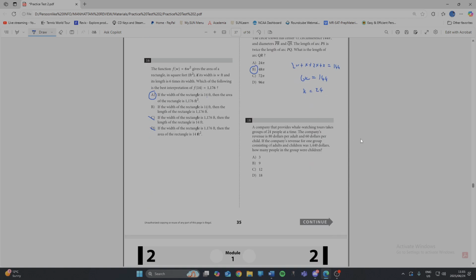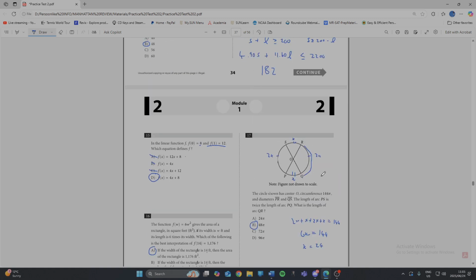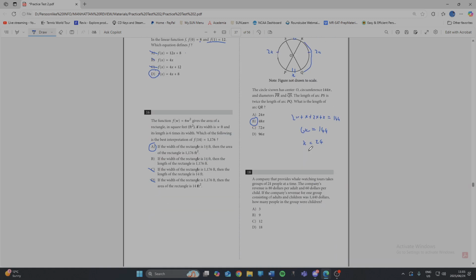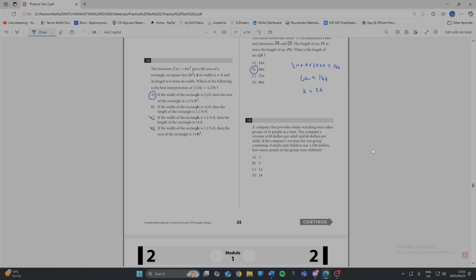So for 18, this is almost an exactly similar question to 14 over here. So let's go to 18. A company that provides whale watching tours takes groups of 21 people at a time. The company's revenue is $80 per adult and $60 per child. If the company revenue for one group consisting of adults and children was $1,440, how many people in the group were children?